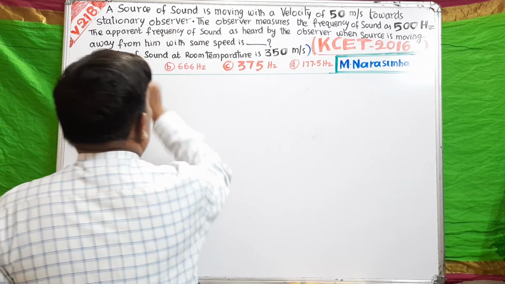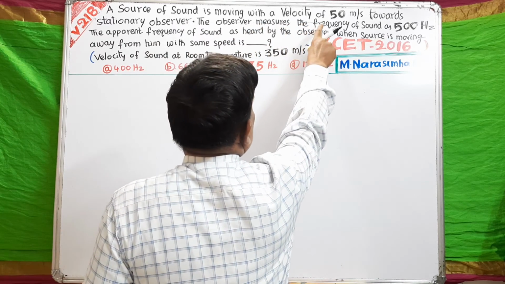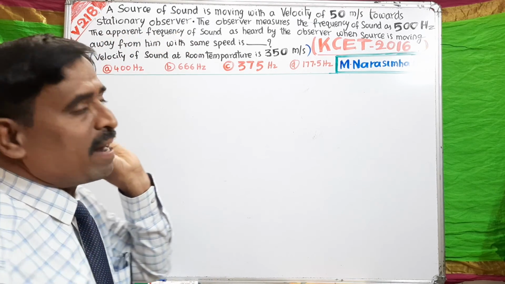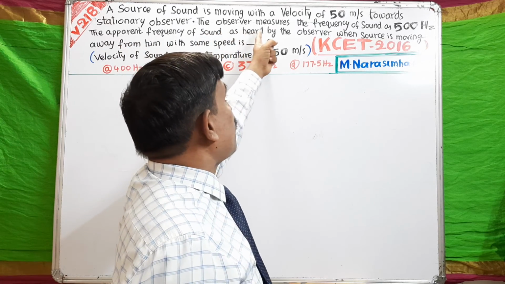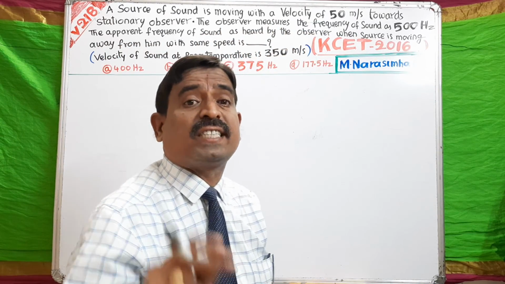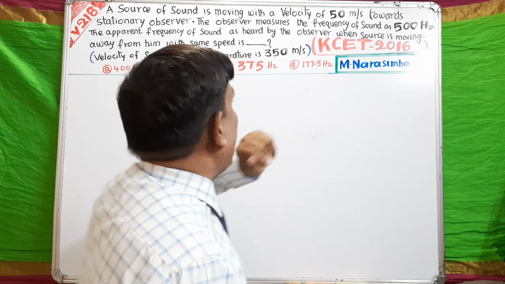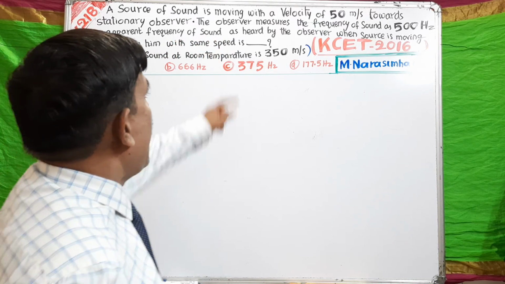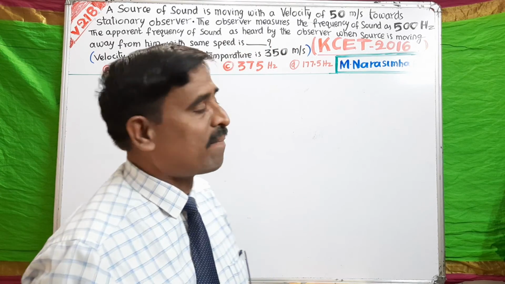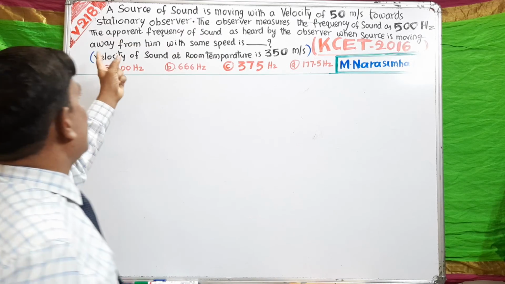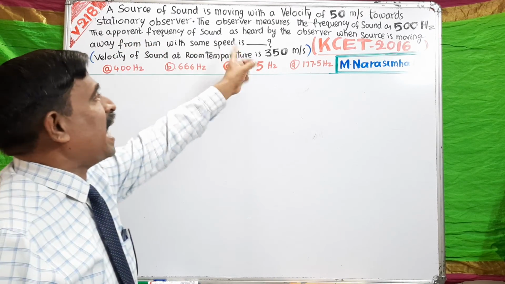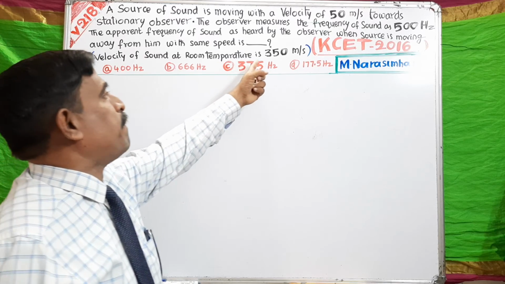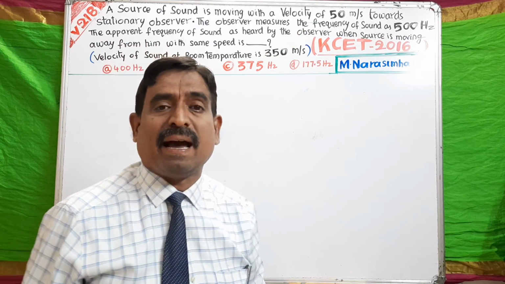A source of sound is moving with a velocity of 50 meters per second towards the stationary observer. The observer measures the frequency of sound as 500 hertz. The apparent frequency of sound as heard by the observer when the source is moving away from him with the same speed is? The velocity of sound at room temperature is 350 meters per second.